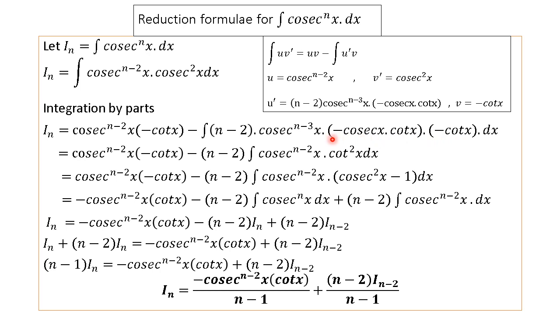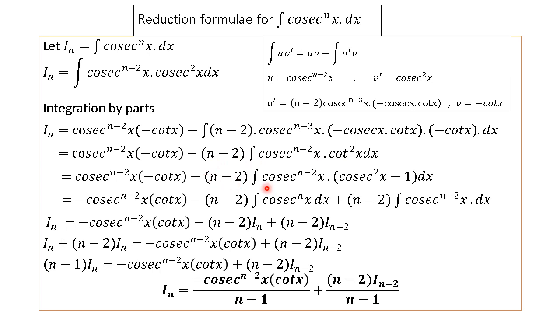In the next step, see here, one minus and another minus are there, and minus of minus becomes plus, but here a minus is there, therefore minus. Multiplying, n minus 2 is a constant, so take it outside the integral symbol. Minus of n minus 2, here minus into minus is plus, cosecant to the power n minus 3 x into cosecant x is cosecant to the power n minus 2 x. Here cot x is there and another cot x is there, therefore cot square x.